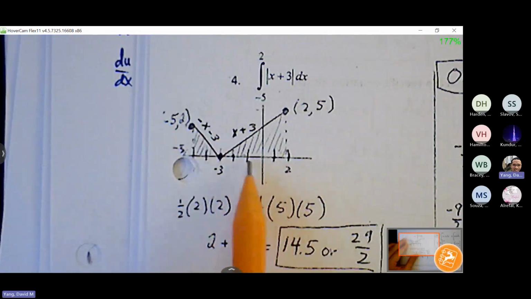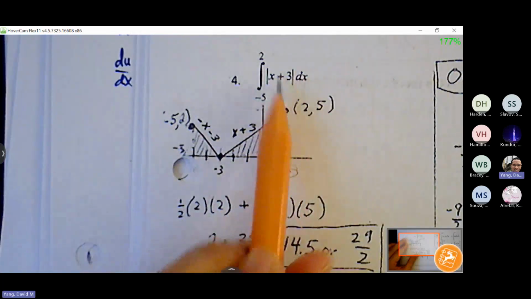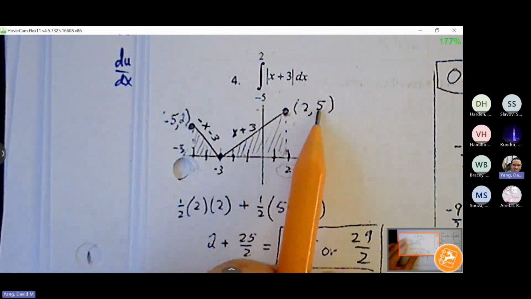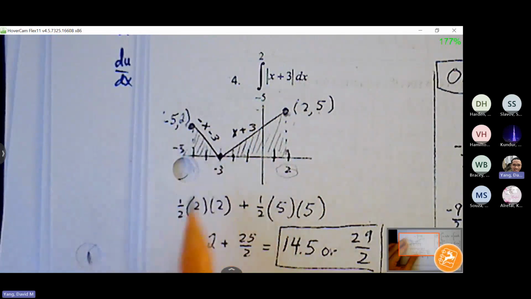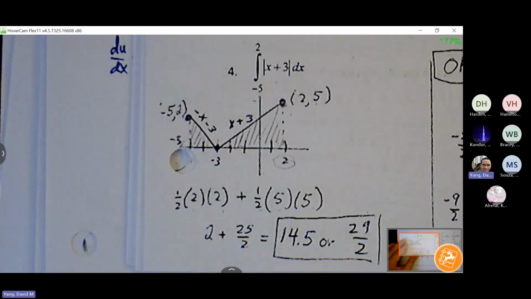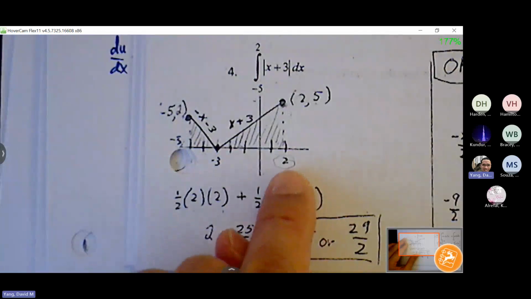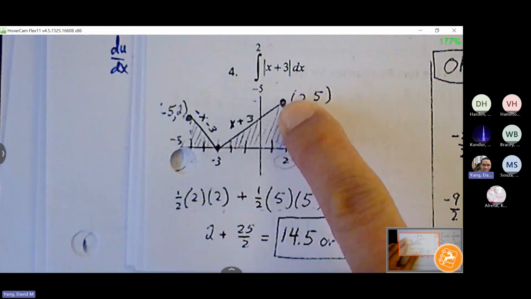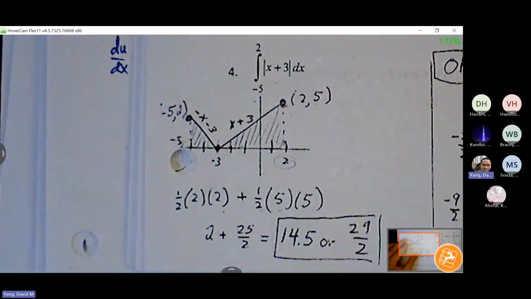Here, my width is 5. And then if I plug 2 into the function to get this location, this y value is also the height of my second triangle. So 2 plus 3 is 5. Absolute value of 5 is 5. 1/2 base times height, and for the second triangle, 1/2 base times height. Right, so you just look for the y value. For instance, if I plug 2 into this function, I can get this location, and that location will also represent the height of my triangle.